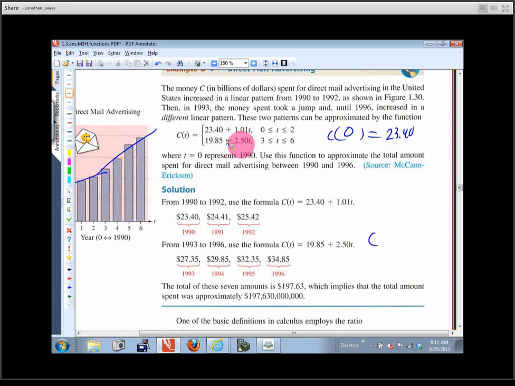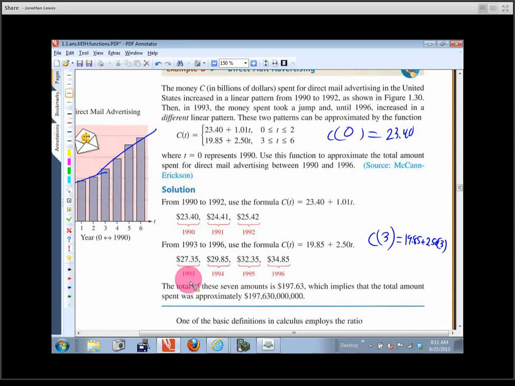Okay, I'm going to use the bottom one, but what number am I going to plug in? I'm going to plug in a 3, okay? Because 1993 was 3 years after 1990. So then I look at this and I say, well, 3 is in this bottom one. So I'm going to use this one right here. So this is going to be 19.85 plus 2.50 times 3. And if I do the math on that, I end up with $27.35 in billions. So $27.35 billion that year.